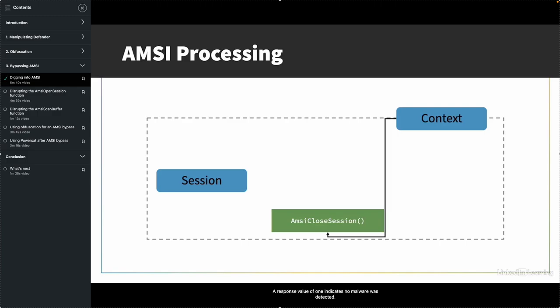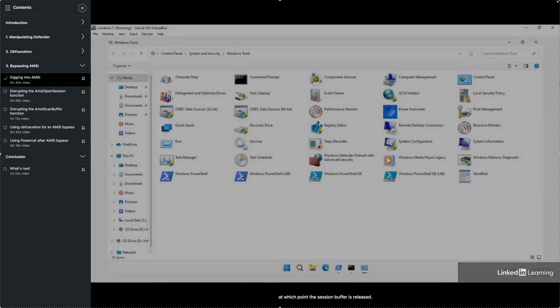A response value of 1 indicates no malware was detected. A response value of 32,768 means that malware was detected. The session is then closed by calling the AMSI close session, at which point the session buffer is released.